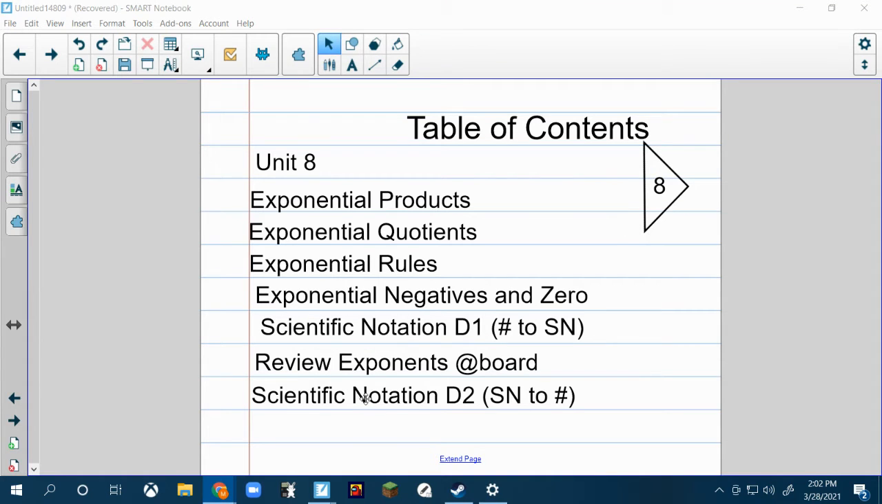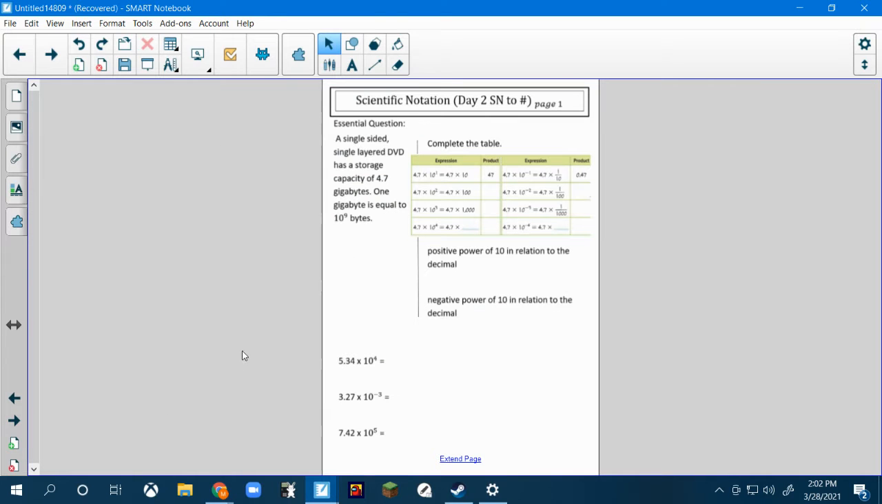Welcome to our final day of scientific notation, day 2. We're going to change scientific notation to a standard number in standard form. Then we're going to also look at ordering scientific notation as well as multiplying and dividing scientific notation. Let's get into the lesson.